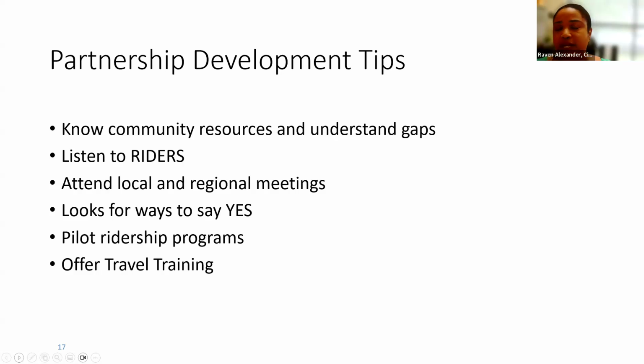And then also attend local and regional meetings. One good place to start is your community health assessments. I know here we call it a CHIP, because that's our community health improvement plan.